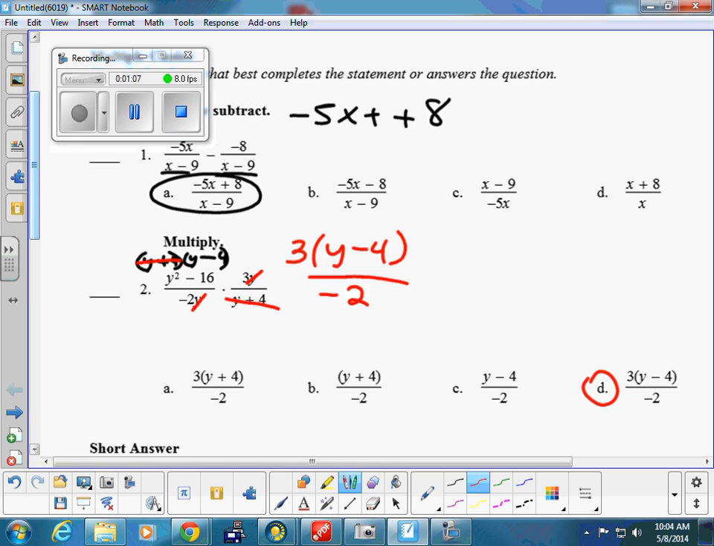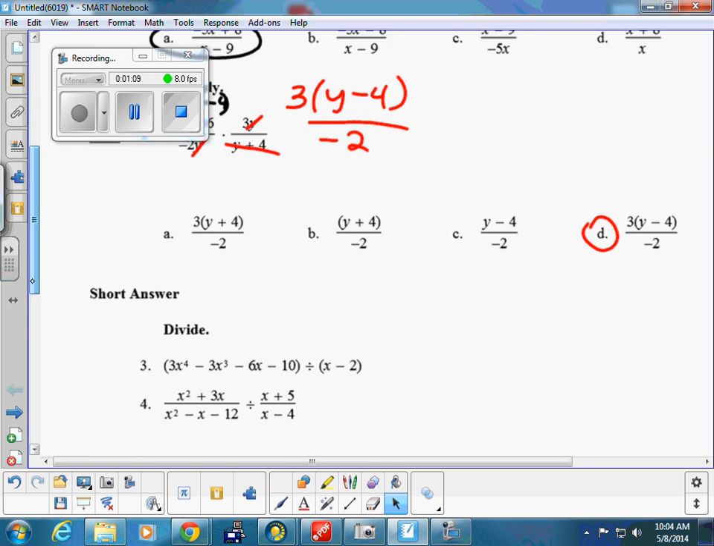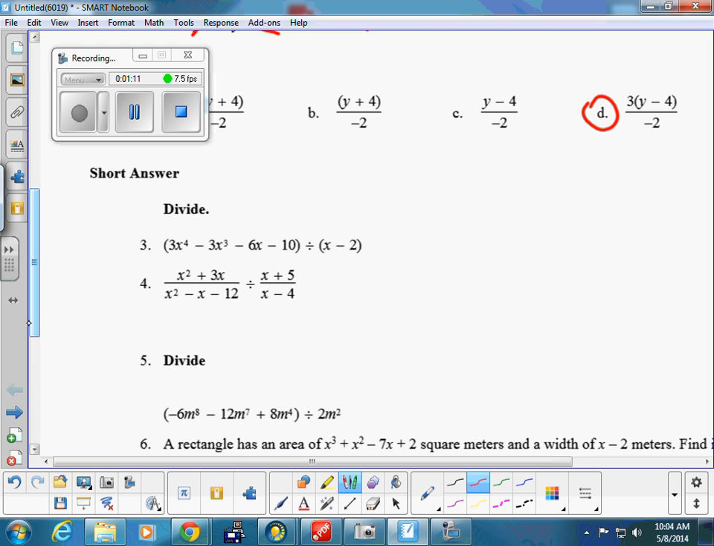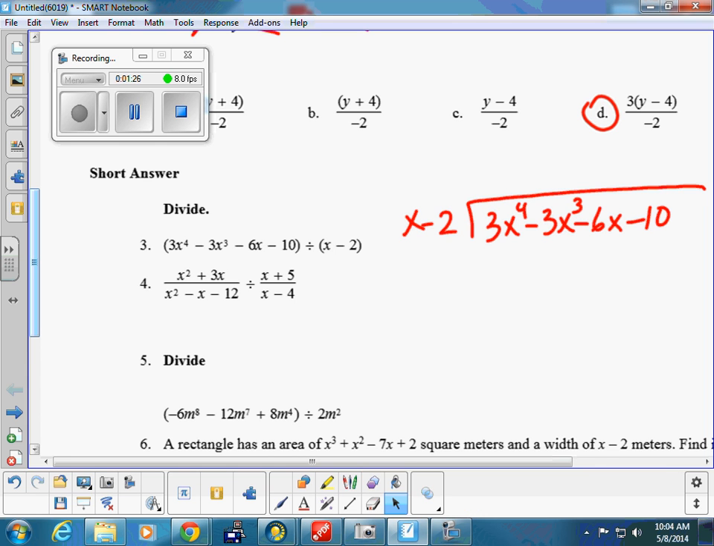Okay. Moving on to number 3. The short answers. We're going to divide x minus 2 into, and on the quiz you have to write all your work, minus 10. Okay, we're going to divide it into there. You look into the first one and you say, what times x is 3x to the 4th? Well, that's 3x to the 3rd.